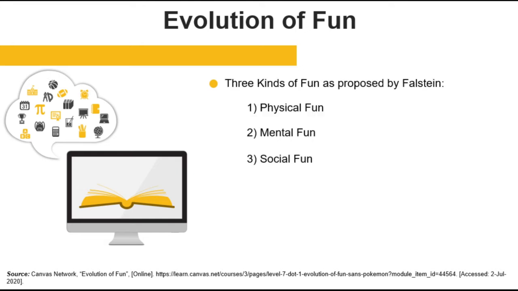Falstein proposes three kinds of fun. The physical fun, which is useful for any physical feats that allow us to fight or escape danger. The mental fun, the problem-solving part of our brain that gave us such useful things as the wheel and fire. And social fun, the benefits of banding together in groups for mutual survival and, of course, reproduction.